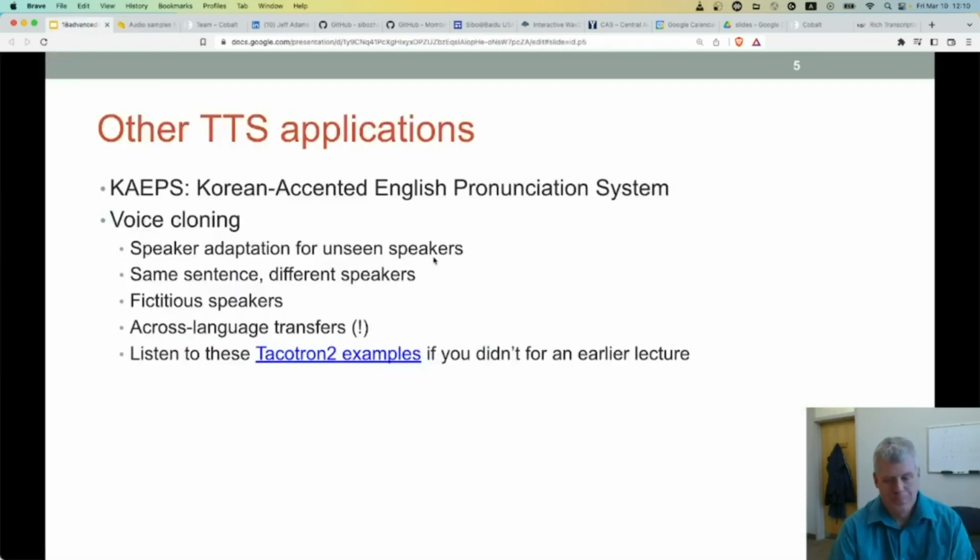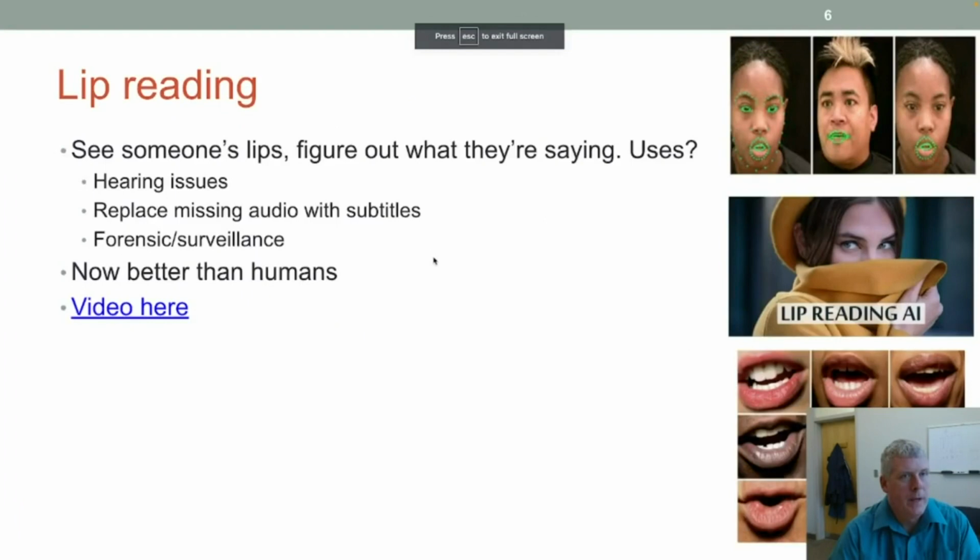Really cool. Lip reading is a big field of research in speech processing, seeing someone's lips and trying to figure out what they're saying. This might be useful in, I don't know, airports or train stations or something, perhaps. And you're replacing the missing audio with subtitles. So based on the lips, you create a transcript of what was likely said. And it's now better than humans.